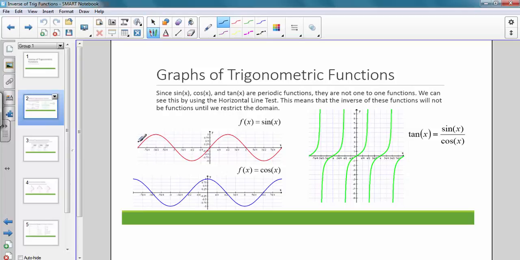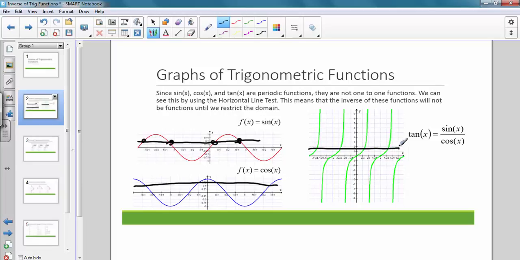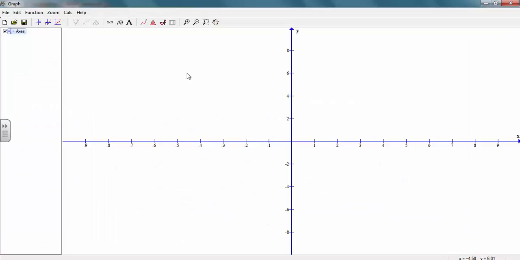So if I draw my horizontal line on my sine graph, you can see 1, 2, 3, 4 points. And in order to pass the horizontal line test, remember only one point can go through that line. Again, on the cosine function, multiple points. On the tangent, multiple points. This means that the inverse of these functions will not be functions until we restrict the domain. And I'm going to show you how we can come up with that by going to graph.